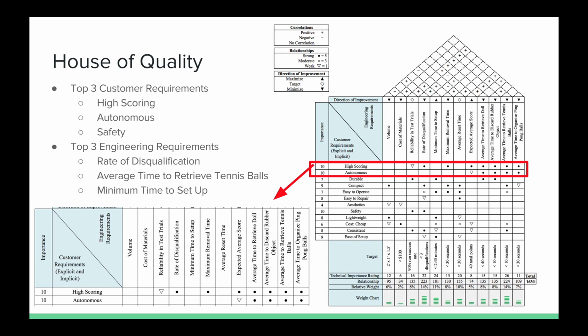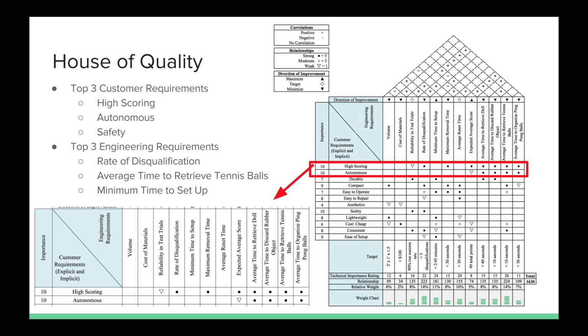So in our house of quality, we have customer requirements, and the customers are us. So we're trying to make good decisions for ourselves and make our engineering requirements and customer requirements fit our needs for this project. So as you can see, our three highest customer requirements are high scoring, autonomous, and we want it to be safe for whoever uses it.